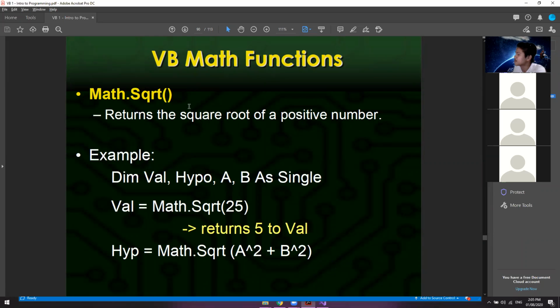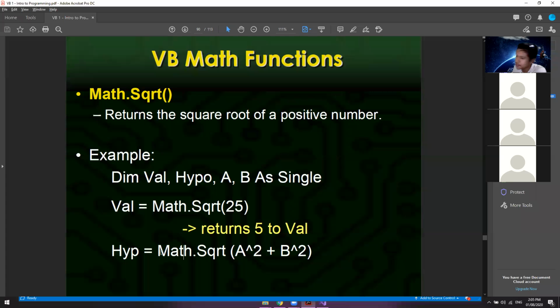And then, Math.Sqrt. So, I guess, na-discuss ko na to kanina doon sa quiz na binigay ko. Quiz 2 lang pala, since yun yung gagamit kayo ng square root. So, Math.Sqrt returns the square root of a positive number. As an example, meron tayong variable val, hypo, a, b as single. So, meron tayong variable val, then Math.Sqrt of 25. Ano man yung square root ng 25 will go to your variable val. So, dito, 5 na yung result ng val. Okay? 5.